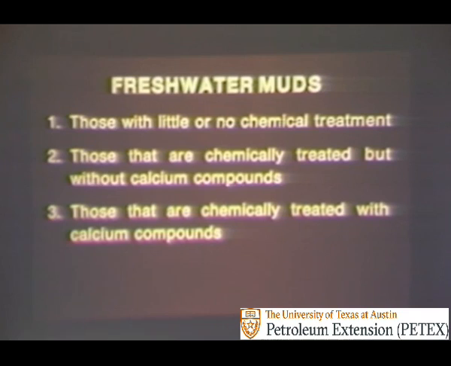Now let's switch our talk to freshwater muds. Freshwater muds are broken down into three classes: those with little or no chemical treatment, those that are chemically treated but without calcium compounds, and those that are chemically treated with calcium compounds.